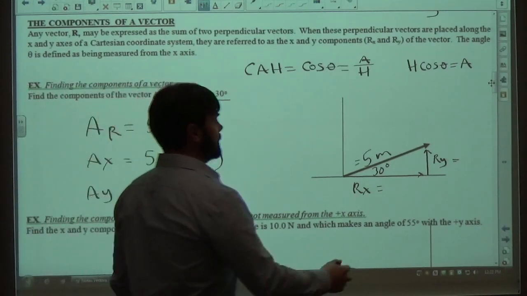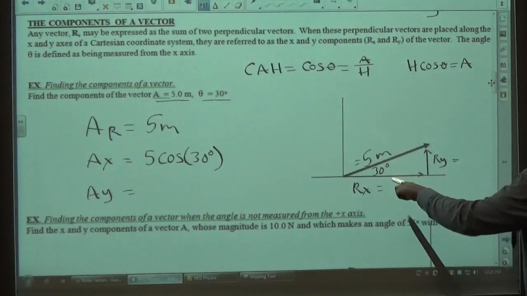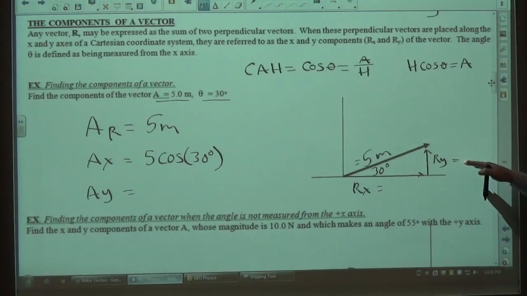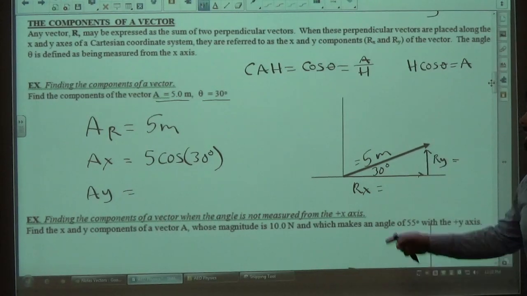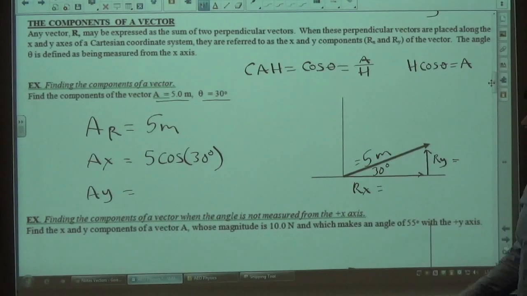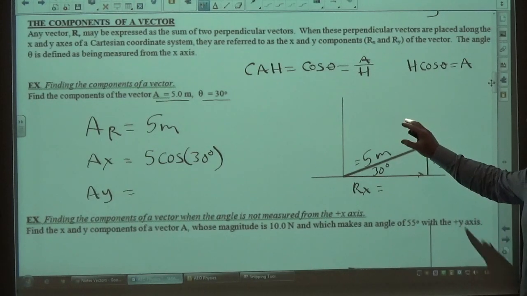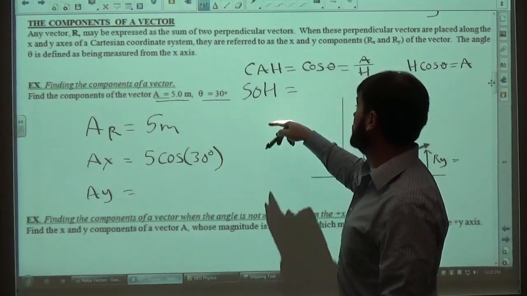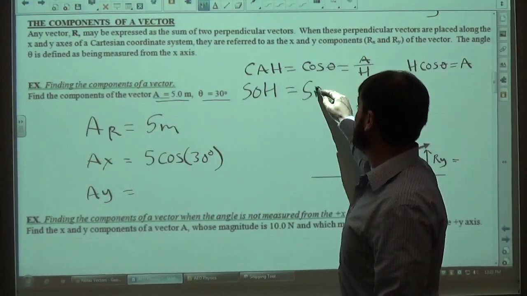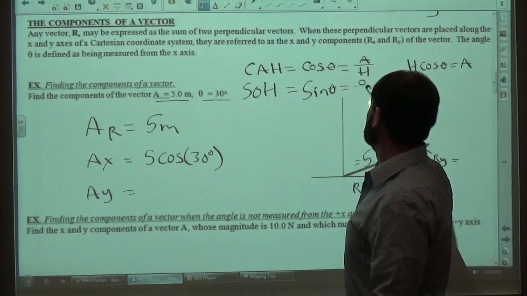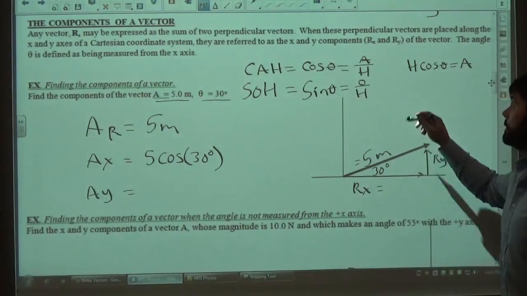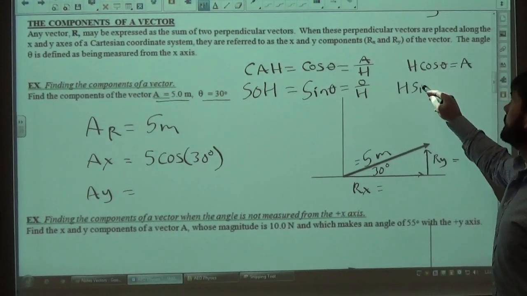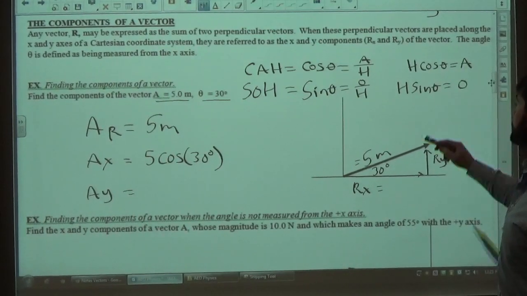When I'm trying to find the vertical leg, if this is the theta or the angle, my opposite side is R of y, my adjacent side is R of x, and my hypotenuse is 5. So for this one, I'm thinking opposite and hypotenuse. In terms of our acronyms, I'm thinking the sine function. The sine of theta is equal to O over h. If you multiply both sides by h, you get h times the sine of theta is equal to O.